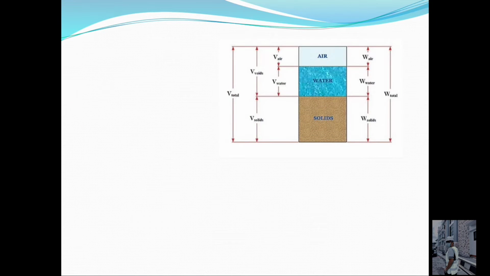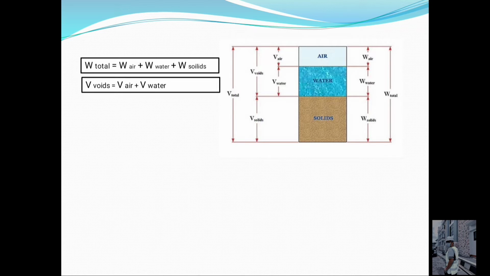To easily understand what I am talking about, we can have this illustration, or the phase diagram of the soil. As you can see, we have the air, water, and solids. From the right corner, we have the weights, and from the left corner, we have the volumes. So first, we can get the total weight by summing up all the weights from air, water, and solids. But we all know that the weight of air is 0, so we can simply add the weight of water and solid.